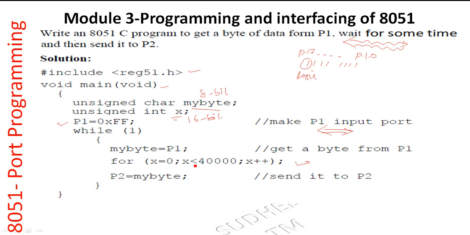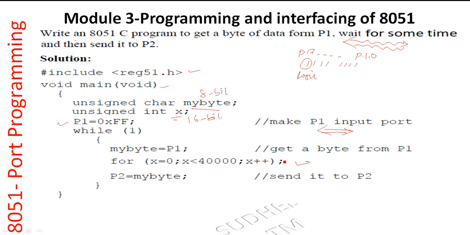For x is equal to 0, x less than 40,000, x plus plus. That's why the variable goes up to 40,000, and because an integer variable is 16 bits, it can hold up to 65,000 or so, so it's possible. Okay, whatever it may be. So what is this for loop doing? It starts with 0, every time increments the value of x, and it will do nothing.